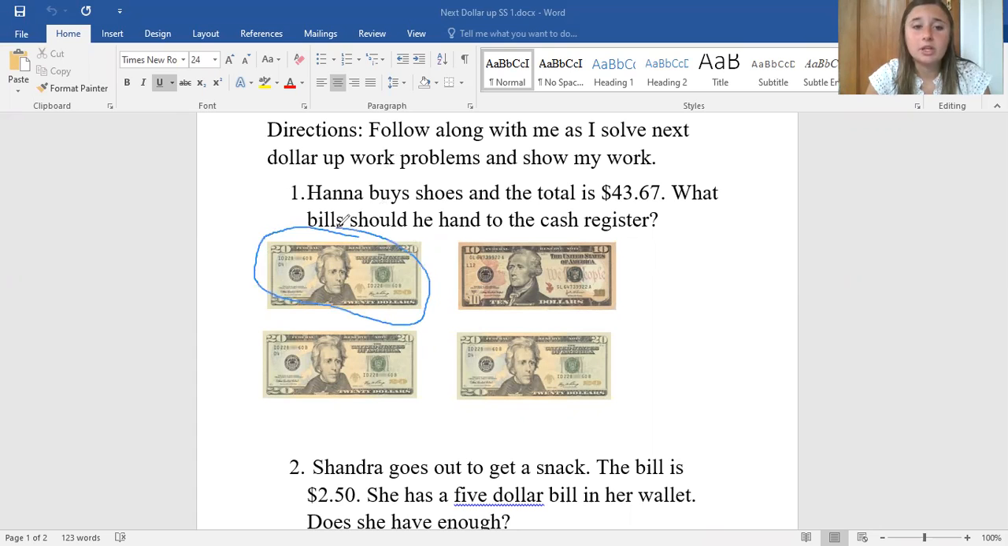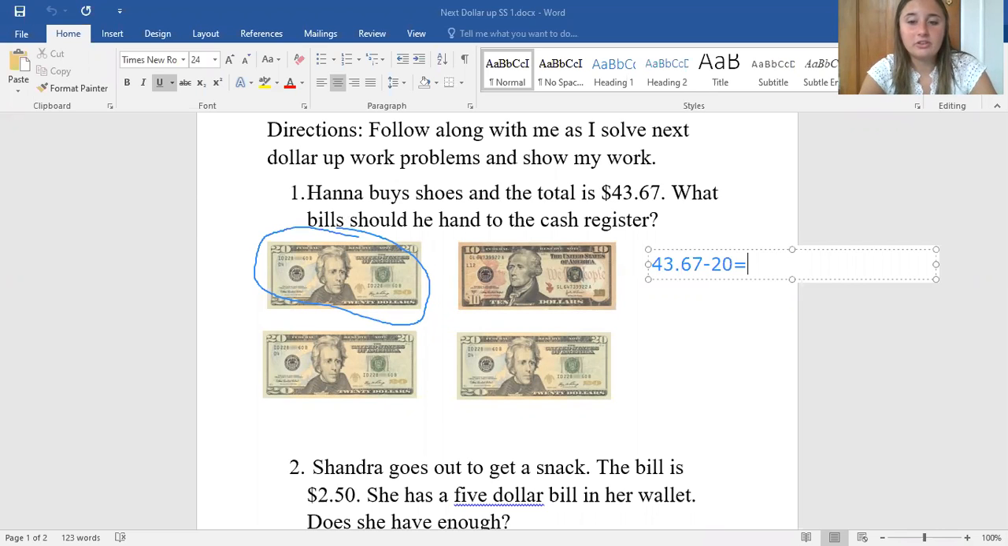So I'm going to start with a 20, and I'm going to use the subtraction method here. So if I take $43.67 and I subtract $20, what am I left with? Now, parents, remember, please pause if your student needs more time solving problems. I'd rather them do it on their own than just follow along with me. So make sure you pause this video now if you want your student to do the subtraction problem on their own.